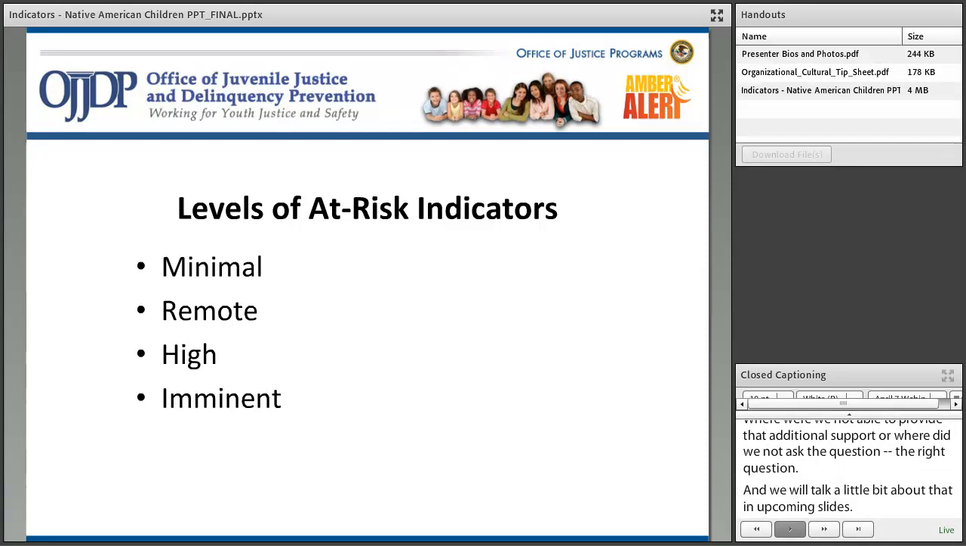So I'm going to start off with that. We do have some level of at-risk indicators. We're going to talk about the categorization of the indicators themselves, but the levels of at-risk indicators I think are really important to cover first, and we have minimal, remote, high, and imminent levels of at-risk. The levels are important for so many reasons, because just like whenever we get a child abuse report, we determine whether it's a level 1, level 2, level 3 case. Oftentimes, if you're in a state agency, for example, here in New Mexico, CYFD, our state intake system has different levels that they screen the cases at. So that's one of the reasons why I think the alignment of the levels is important.